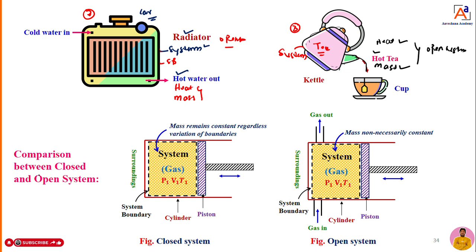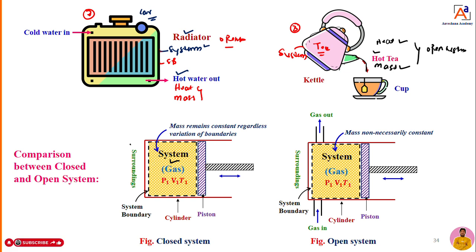So what is the comparison between closed and open systems? To understand the comparison between closed and open systems, I am going to take one more engineering application, that is a compressor. In the compressor, you can see in this diagram that the gas is there. When you compress the gas, the gas temperature increases. The gas is surrounded by a layer, that is the boundary, and this piston and cylinder arrangement I call the system.